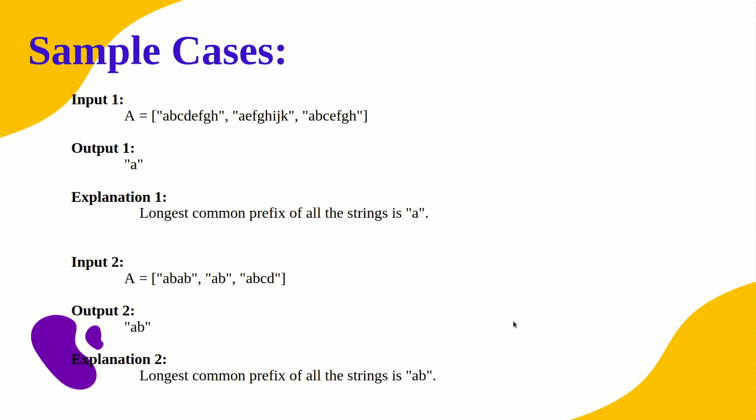What if one is AB, one is ABCD, one is ABCDEFG and so on, but ultimately the common prefix would be the prefix which is common among all the given strings in the array.